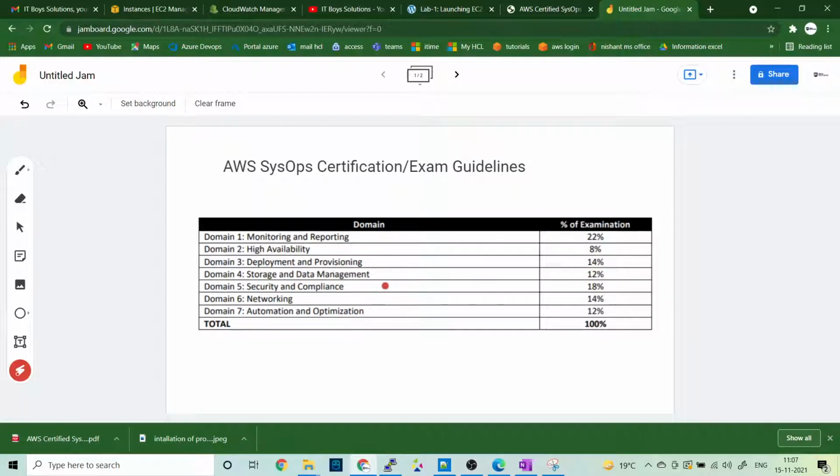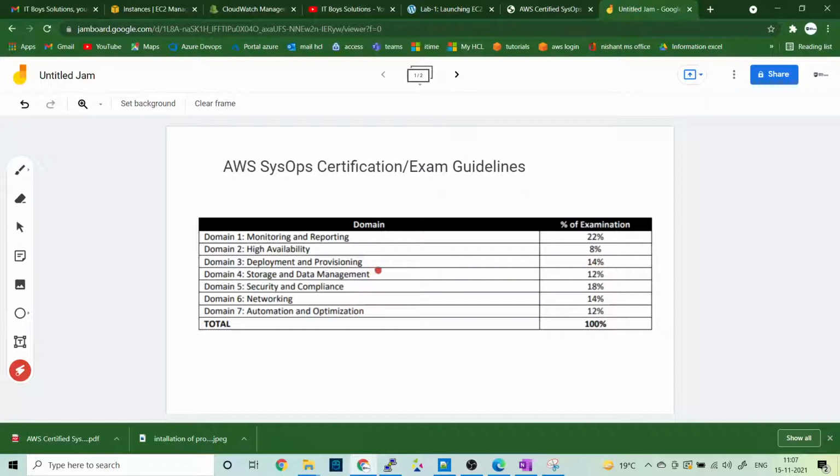The fourth one is storage and management, like EBS, S3, Glacier and all of these things, like what storage is provided by AWS and how we manage our data. It can be regular backup and so many things. So 12% of questions will be from this part, storage and data.